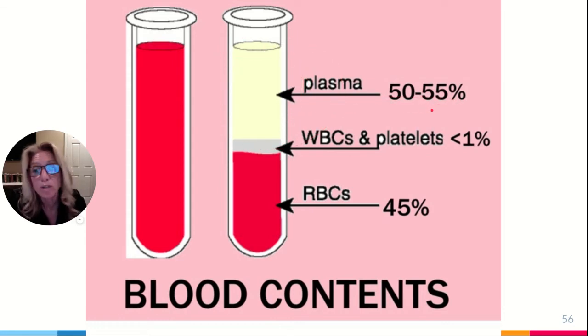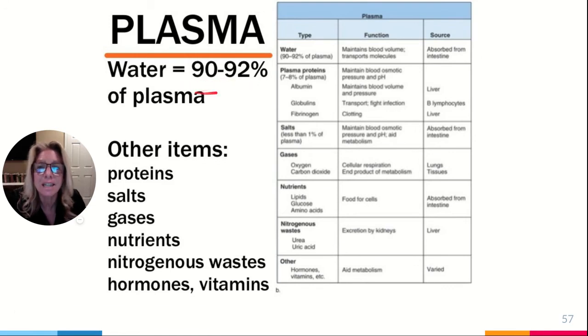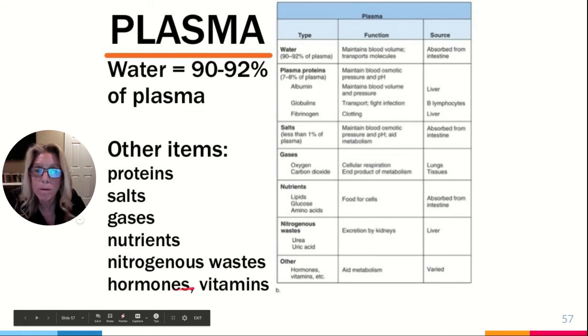Now this plasma, which is 50 to 55% of your blood, this is mostly water. And let me show you what I mean. Okay, so plasma is 90 to 92% water. So on your notes, blood contents, you have formed elements in plasma, which is over 90% water. Plasma contains dissolved, let me tell you what's dissolved in that water: proteins, salts, gases, nutrients, nitrogenous waste, hormones, and vitamins. So what you want to do is jot all of those down. And if you need to hit pause on the video, write those all down.